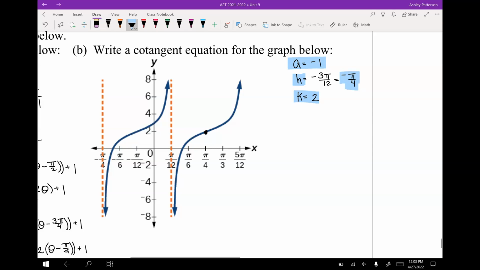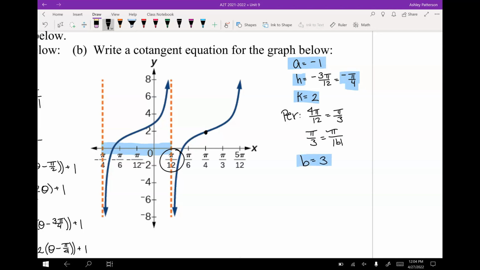Last but not least, the period. The period goes 1, 2, 3, 4 tick marks in length. Each tick mark, like we talked about, is pi over 12. So the period is 4 pi over 12 radians, which equals, 3 pi, no it sure doesn't, which equals pi over 3 radians. Thinking about cotangent and tangent, they have a parent period of pi. We divide that by b. This tells us that b is 3.